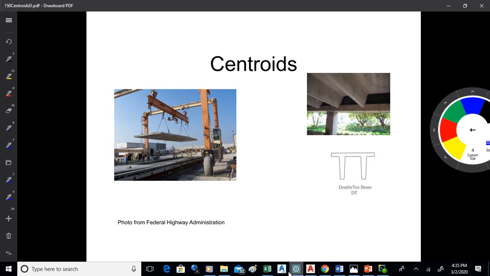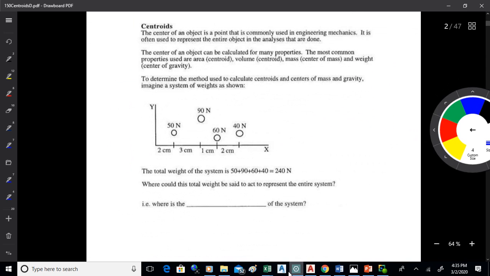So let's have a look at how we would find these. The word centroid comes from the word center. It's the center of an object. Often we will apply the force of an entire object at its centroid. We've been doing that with the center of gravity already. Let's see how we could find these.